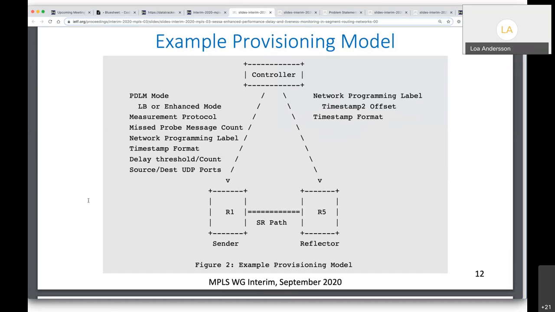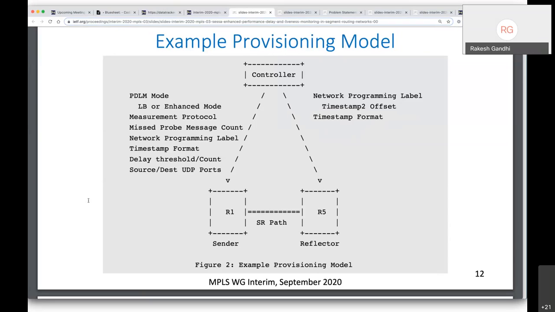Yeah, so the requirement is to have a network programming label that the reflector node understands. When it receives a packet with that label, it knows what to do: put the timestamp and forward the packet. There are at least two ways of achieving this. One is that IANA allocates a special purpose label, and this way all nodes know what the label is for. The second is that the controller allocates a global label and programs the nodes in the network, and then the reflector also knows the purpose of this label.